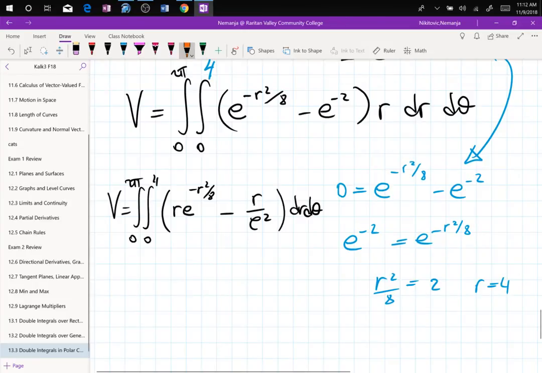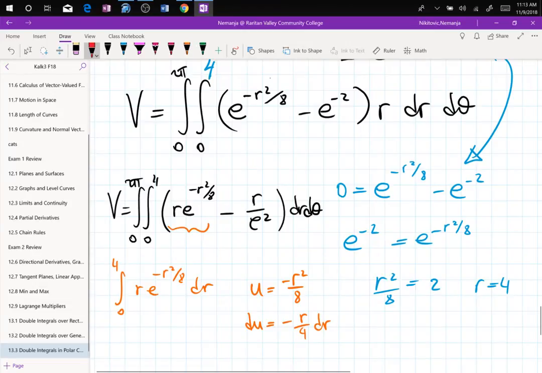Let's do that in orange. So I am working on the orange part over here, which is the integral 0 to 4 of r e to the negative r squared over 8 dr. I'm just going to solve that piece. That's Calc1, u sub. So u equals negative r squared over 8. du is equal to negative r over 4 dr. So I need negative r over 4. So when I add negative r over 4, then I need to put negative 4 in front.